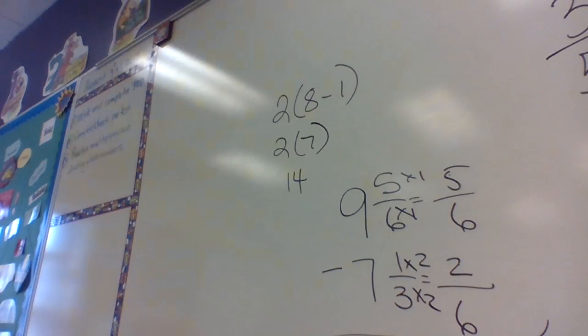2 times 8, because it says 2 times the difference. So I have 2 different operations, so one of them needs to be in parentheses. The difference needs to be in parentheses. I'm going to do that first, then I'm going to multiply by 2.